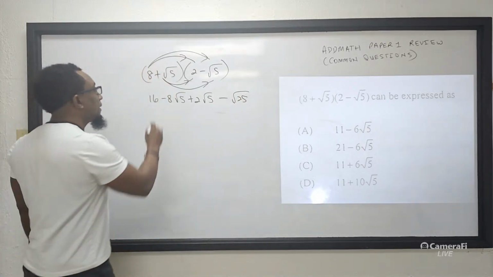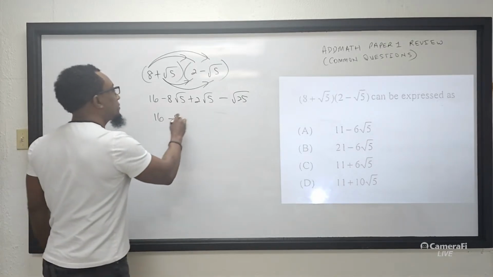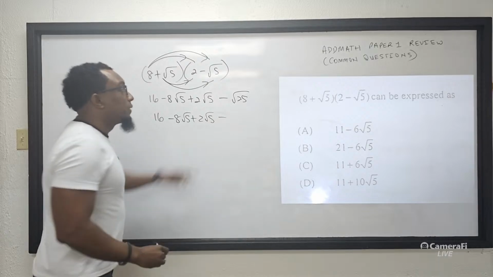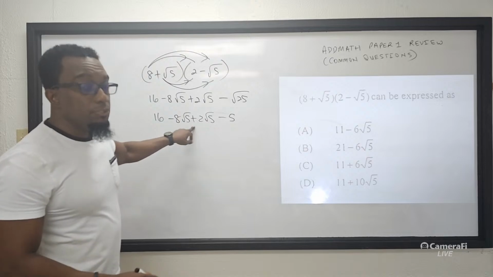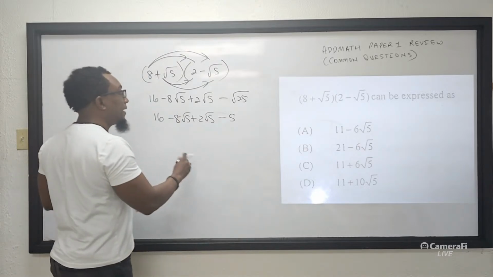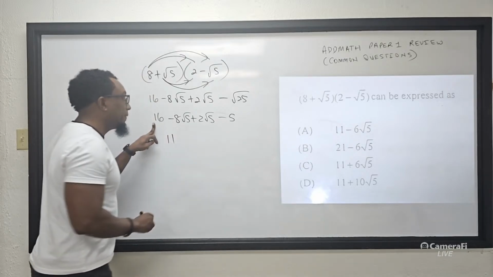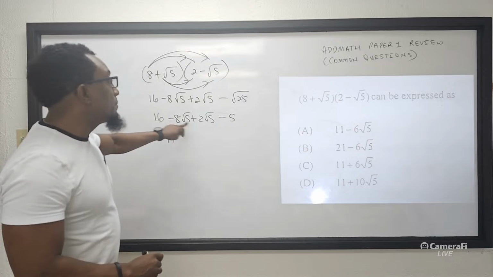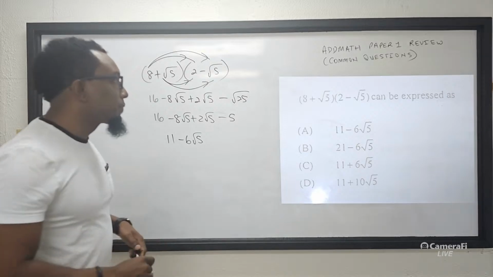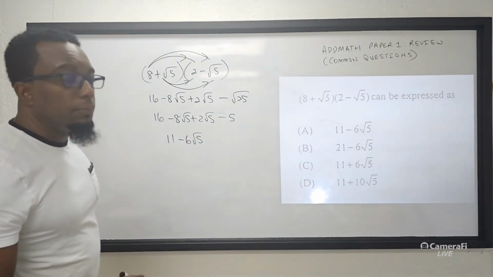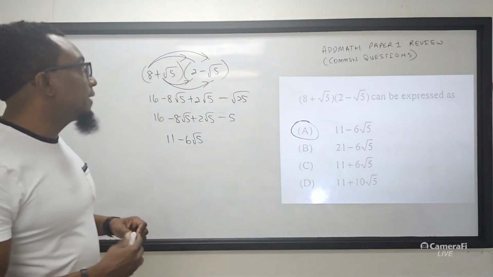Right? And this will simplify. These two terms are like terms. Well, let me rewrite it first. And we know the square root of 25 is 5, right? So of course these two are like terms, or like surds, so this can be simplified. Of course these two constants are like terms. So 16 subtract 5 is 11, and negative 8 the square root of 5 plus 2 the square root of 5 is the same as negative 6 the square root of 5. Yeah? So the answer there will be A: 11 minus 6 the square root of 5.